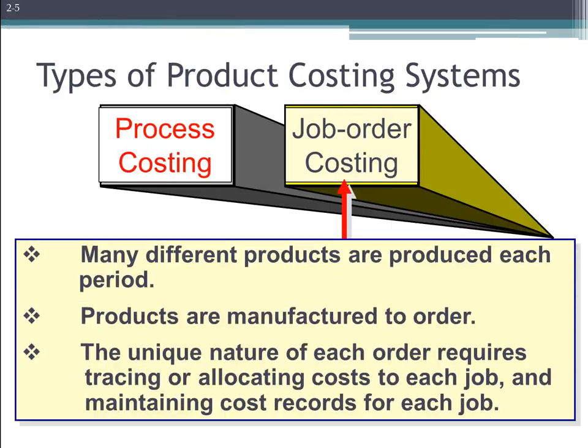But what we're going to be covering in Chapter 2 is job order costing. It's based on each job or each order from a customer being unique or custom. So the company will be building something unique every time. All the products that they create are easily distinguishable from one another, and they're customized, kind of made to order. Because of that, we need to allocate or trace costs on an individual basis by job.